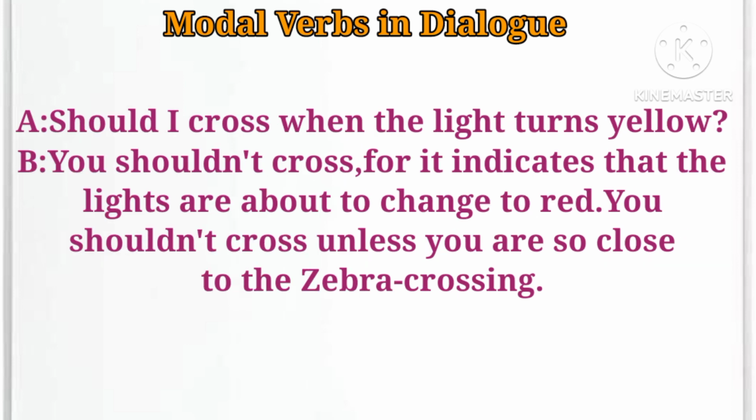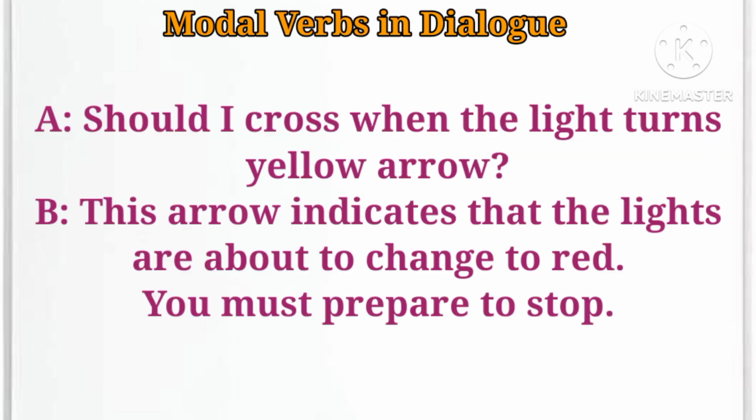A: Should I cross when the light turns yellow? B: You shouldn't cross, for it indicates that the lights are about to change to red. You shouldn't cross unless you are so close to the zebra crossing. A: Should I cross when the light turns to a yellow arrow? B: This arrow indicates that the lights are about to change to red. You must prepare to stop.